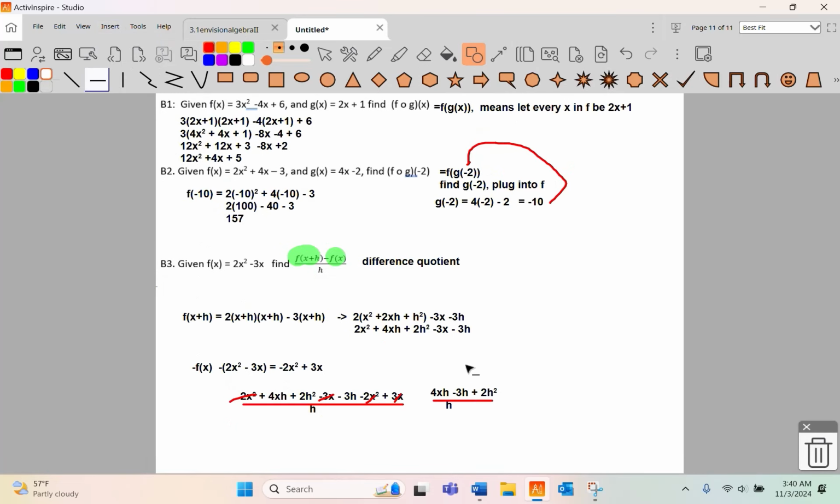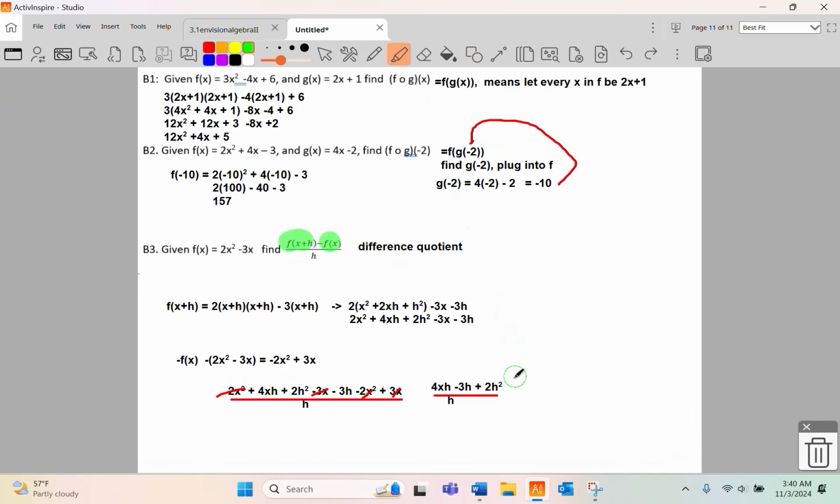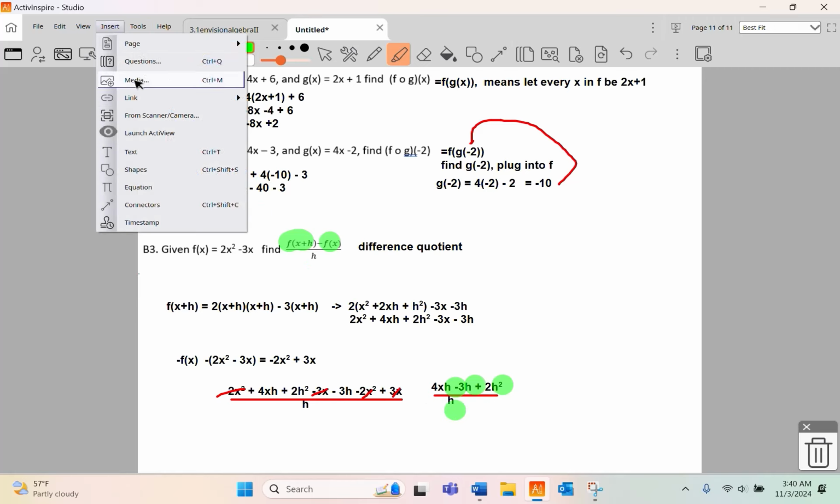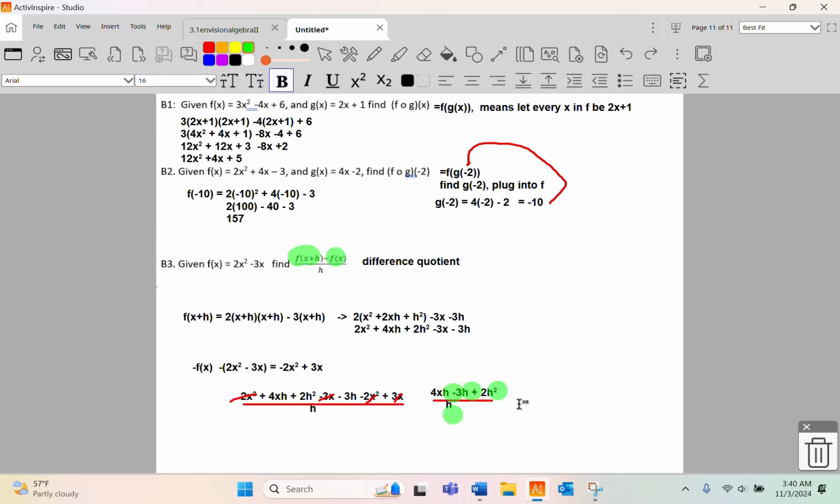Notice that all 3 of these pieces have an h. We have an h, we have an h, and there's that h. So I can divide that h out, and I'll get a reduced form, 4x minus 3 plus 2h. That's the difference quotient, also known as the derivative of that polynomial.